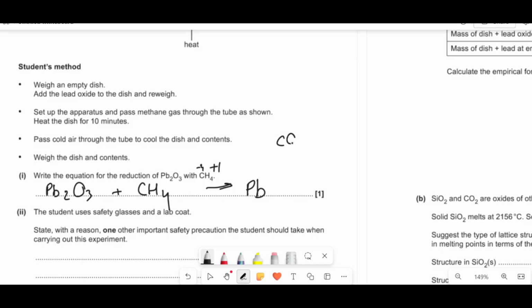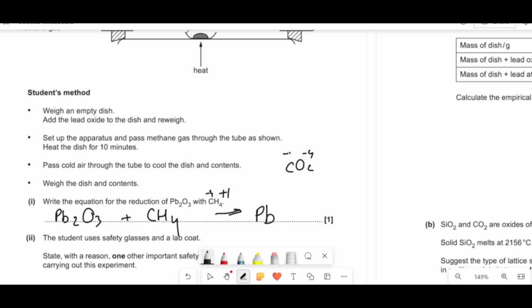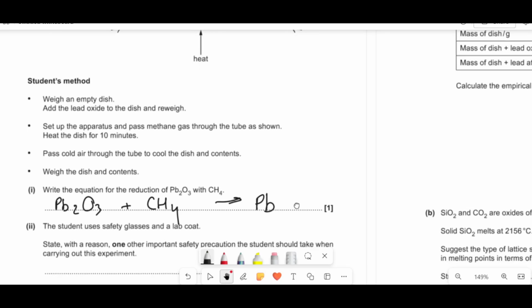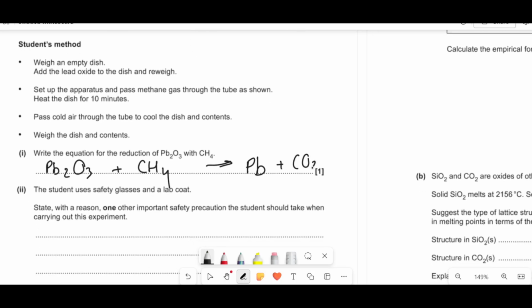You could make CO2, right? And if you look at CO2, that's -4 +4. So can you see how this has gone from -4 to +4? That's been oxidized. So that could be something you'd make, right? So if we have that, we're going to make plus CO2.